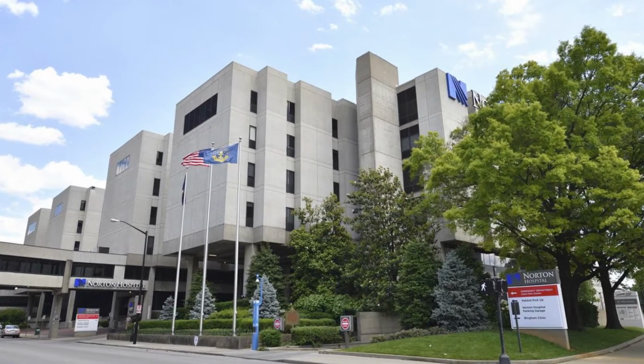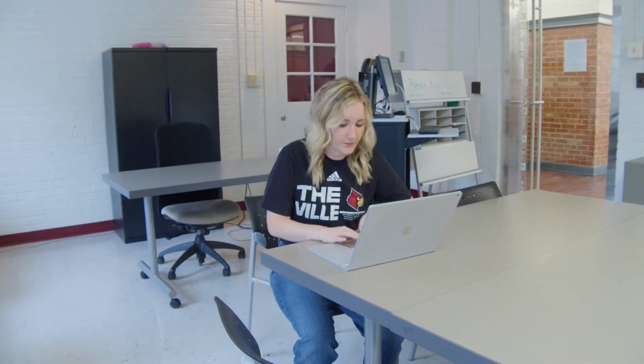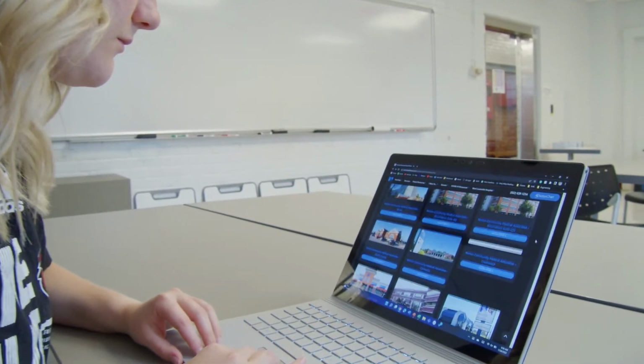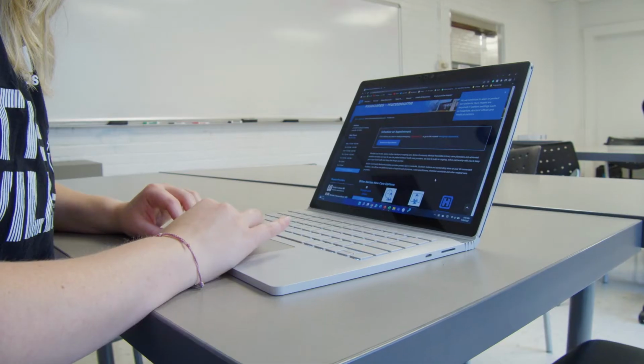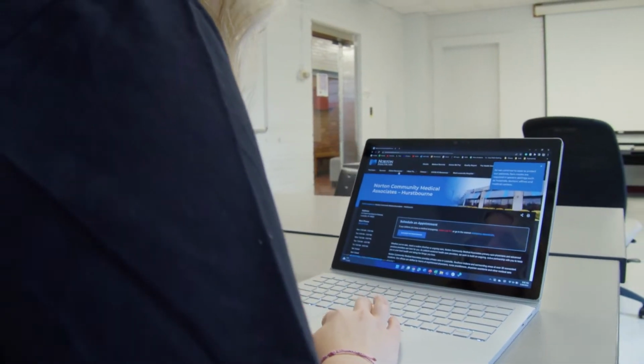I co-op at Norton Healthcare, and I just finished my first rotation, and it was awesome. I was able to do things I never thought I would ever do. I was able to tour hospitals and just help with projects that directly affect patients, which I thought was really cool, and it really gave me a sense of what exactly industrial engineering looks like in the real world.